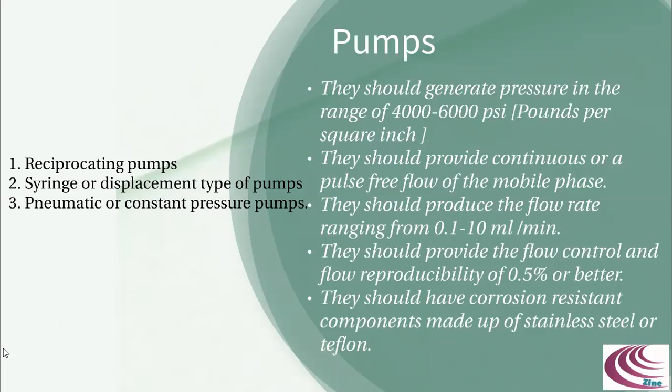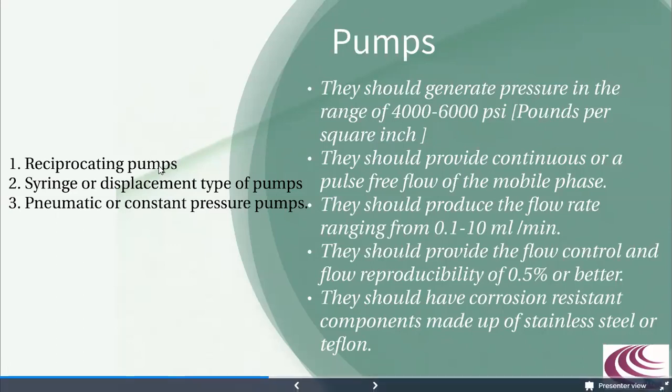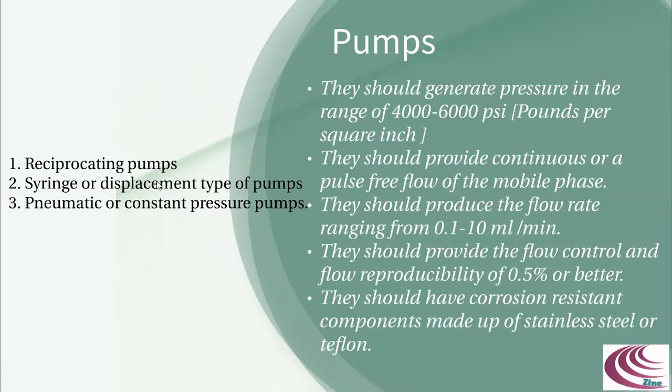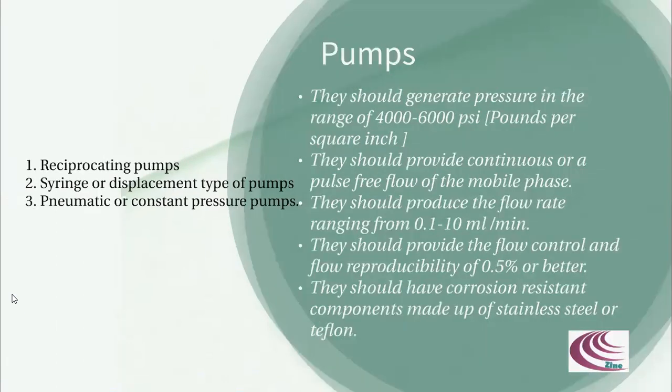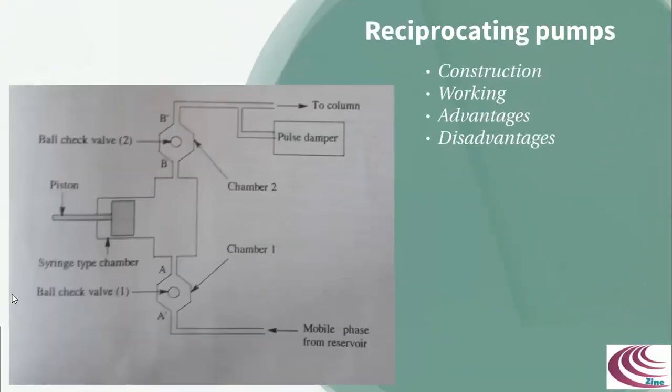There are three types of pumps commonly employed in HPLC, and these are the reciprocating pump, the syringe or displacement type of pump, and the pneumatic or constant pressure pump. So we will see each pump, its construction, working, advantages and disadvantages. First of all, we will see reciprocating pumps. The majority of commercially available HPLC systems make use of reciprocating pumps.